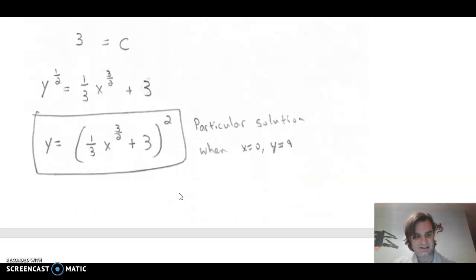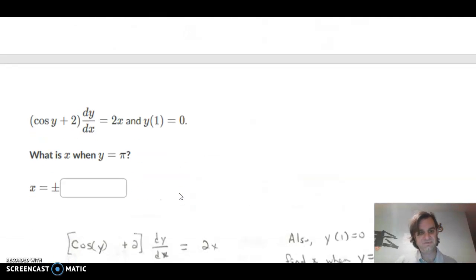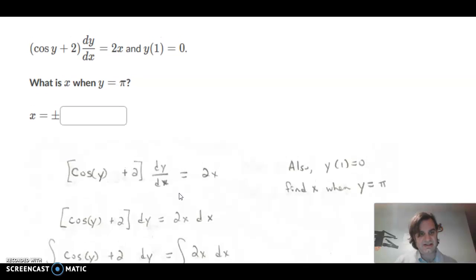Alright, let's go to another example since we haven't used too much time. The second example, we've got another separable differential equation. On the left hand side, starting out, we've got cosine y plus 2 times dy over dx, basically a y prime, equals 2x. Then we've got an initial condition of y of 1 equals 0, and we're eventually asked what is x when y equals pi.